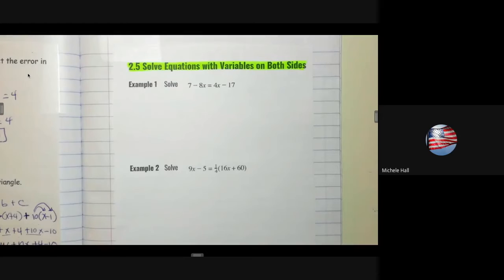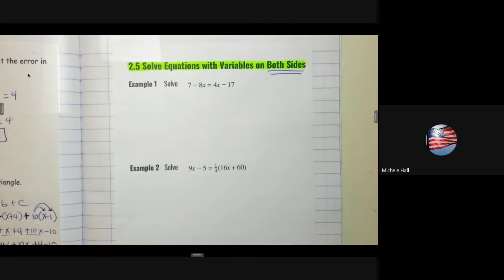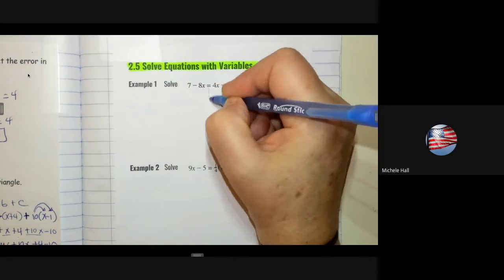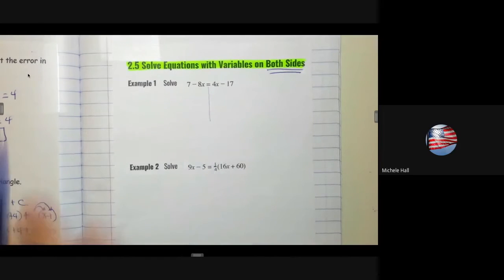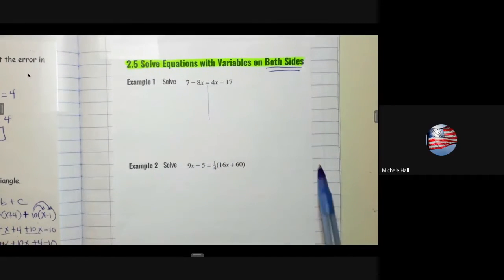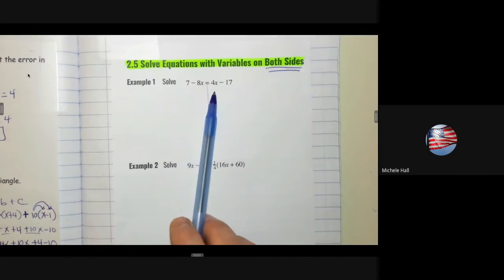2.5, solve equations with variables on both sides. Now, here's my middle line where I'm trying to keep it balanced, and I see now I have variables on different sides, on opposite sides of the equation. How would I shift a variable from the left side to the right side? I would shift it the same way that I would shift a number.